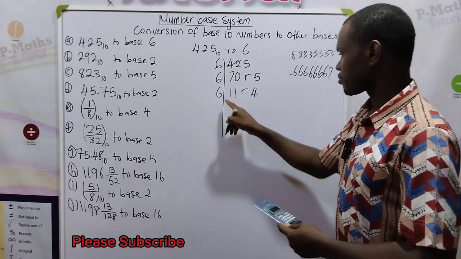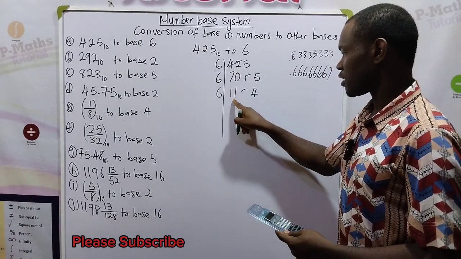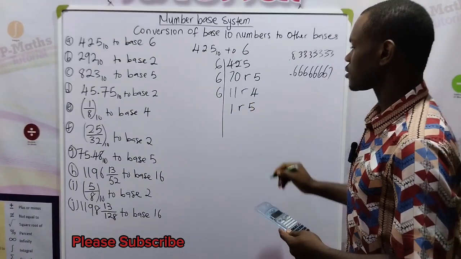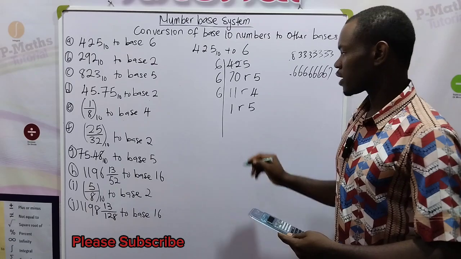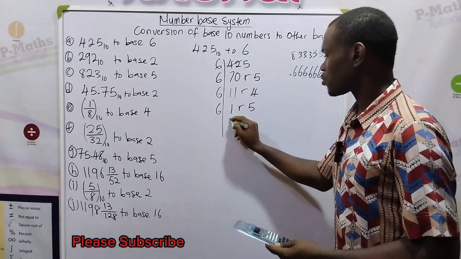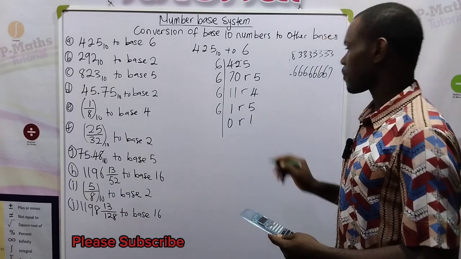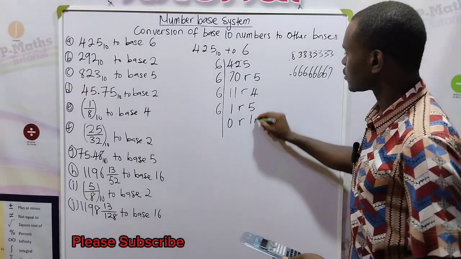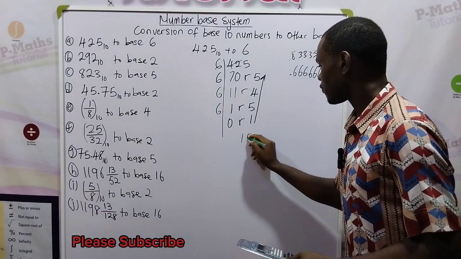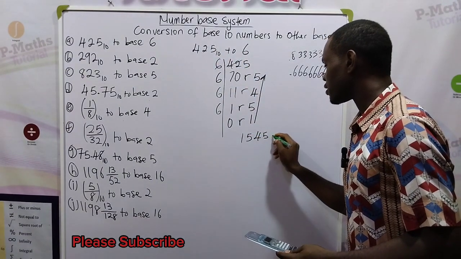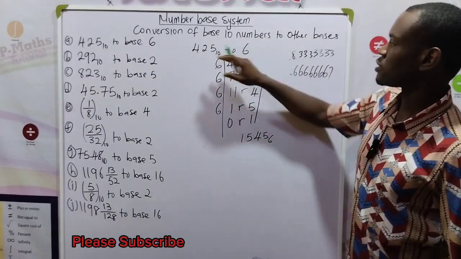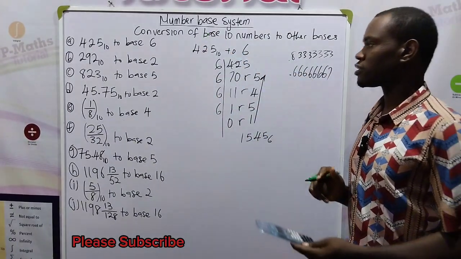So we divide again. How many 6 is in 11? That is 1, remainder 5. All right. Then you keep dividing until you get a 0. So divide again. 6 divided 1 cannot work. So put a 0, remainder what? 1. So what that means is that the value of 425 in base 10 becomes 1545 in base 6, right? So we've successfully converted this number from base 10 to a base 6 number.